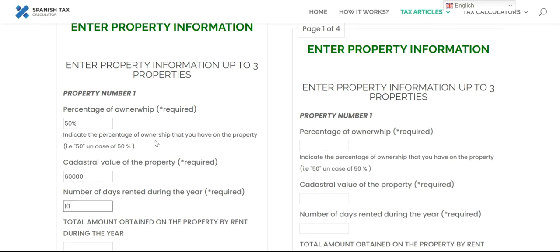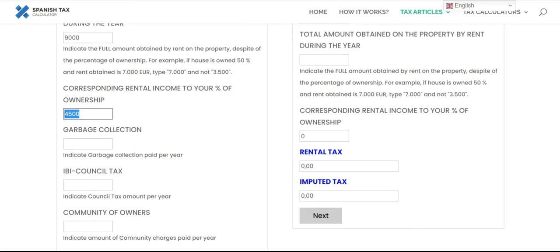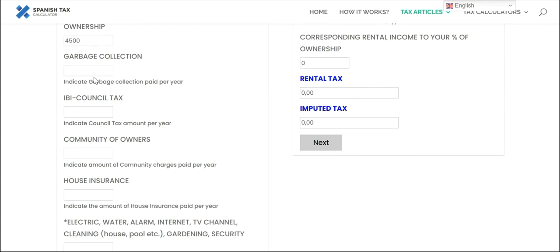Then you have rented out the property for 100 days this year, and you have obtained 9,000 euros as rent for the full year. As you are the owner of 50% of the property, the corresponding income that you have is 4,500. Then there are garbage collection expenses for the year of 150. No problem, please consider them in this calculator. No problem to indicate the full amount of the garbage. Our calculator will consider this year 150 euros.